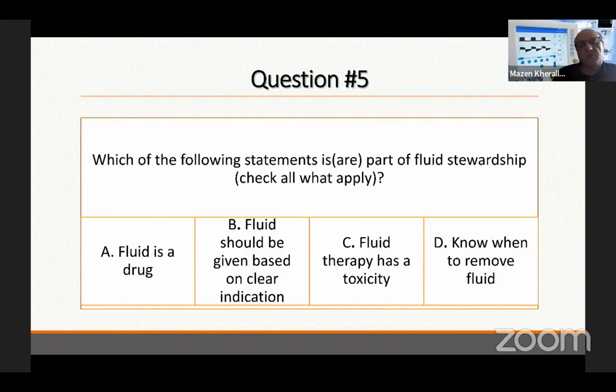Question number 5, which of the following statements is or are part of fluid stewardship? Check all that apply. A, fluid is a drug. B, fluid should be given based on a clear indication. C, fluid therapy has toxicity. D, you need to know when to remove fluid. You need to check the statements that are part of fluid stewardship.